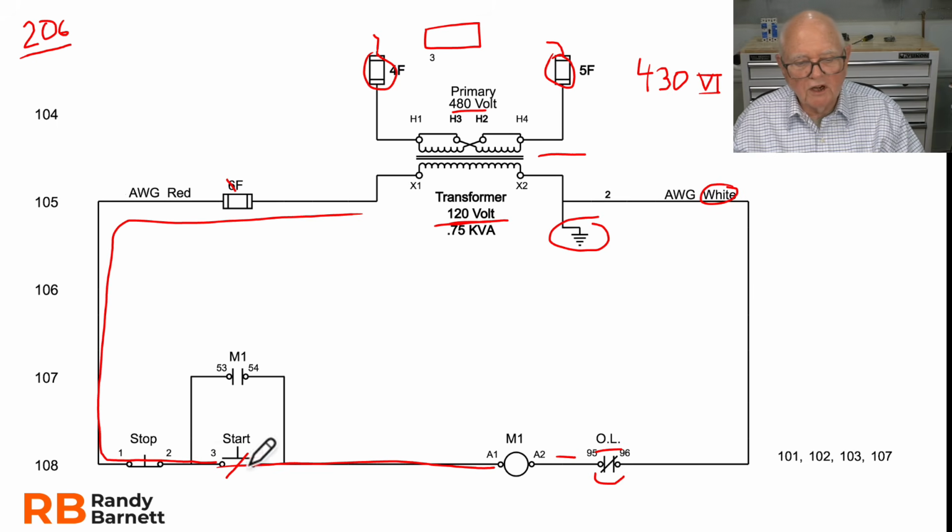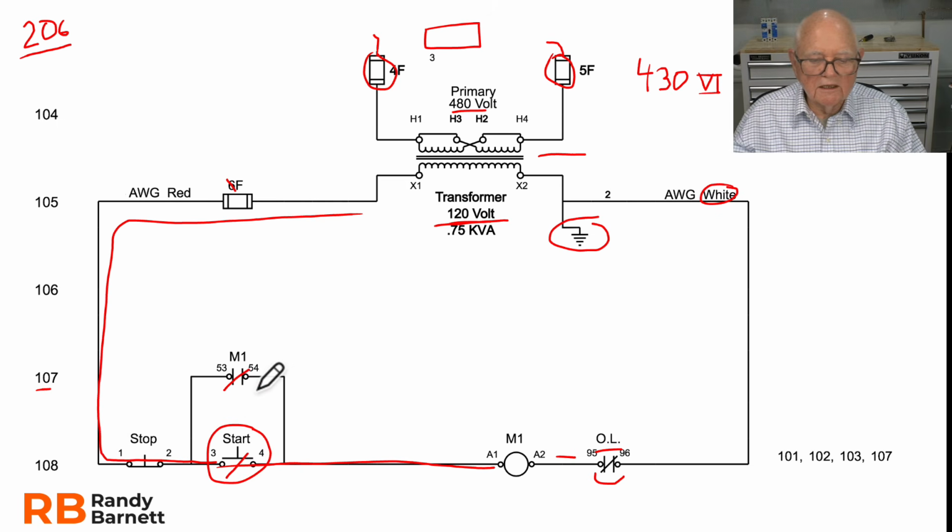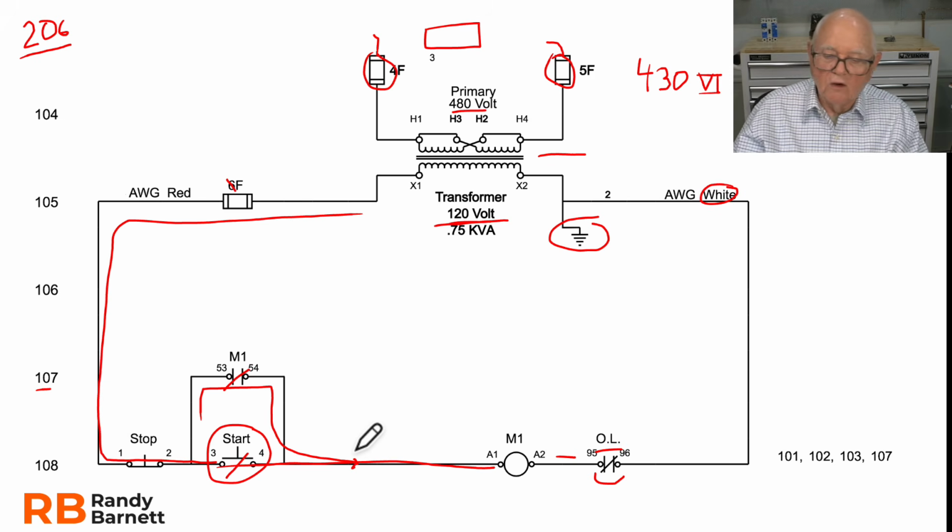Once I push the start push button up here in line 107, you can see I've got another set of contacts that close. Those are my maintaining contacts. So I can go ahead and release the start push button. And when I release the start push button, the motor would continue to run as current would flow around the start push button and to the M1 coil, the starter coil.